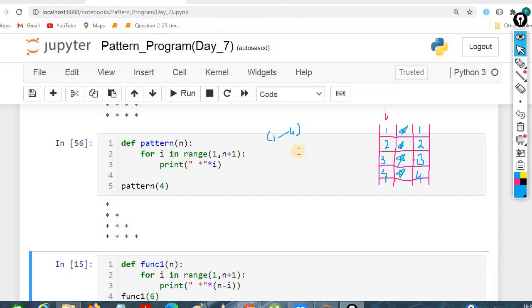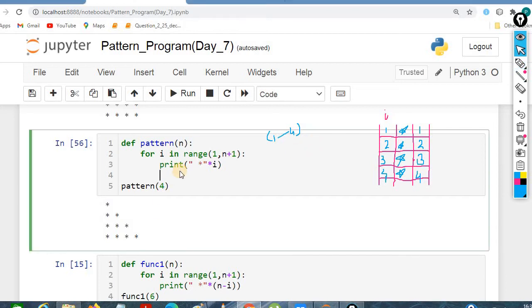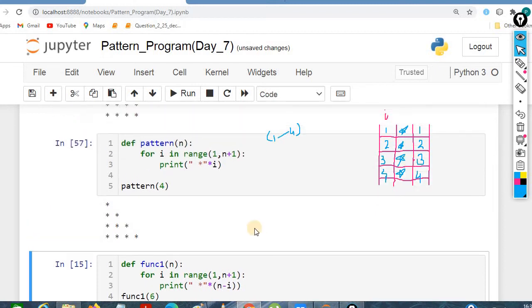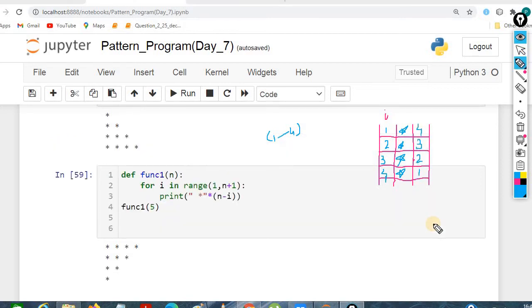When we run the program, we get the output like this. Now you are clear about how we get 1 star, how we get 2 stars, how we get 3 stars, and how we get 4 stars. This way we get a right angle triangle. Let's see the next. Next would be the inverted triangle. We are going to see this.